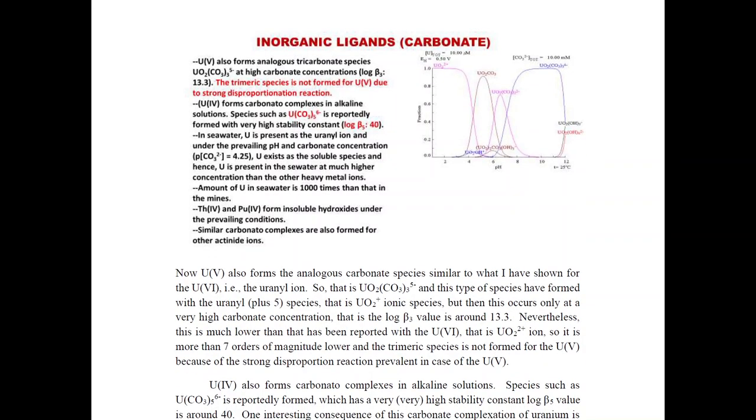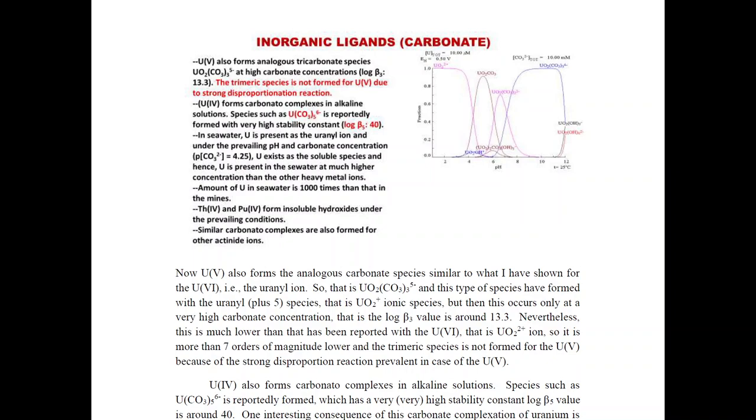Going further, for inorganic ligands such as carbonate, U(V) also forms an analogous tricarbonate species. At high carbonate concentration, log beta 3 is 13.3. The trimeric species is not formed for U(V) due to a strong disproportionation reaction.